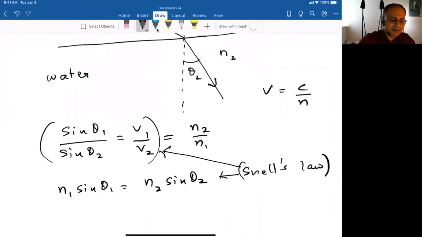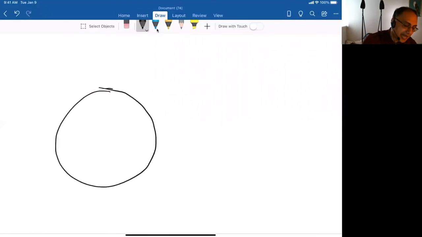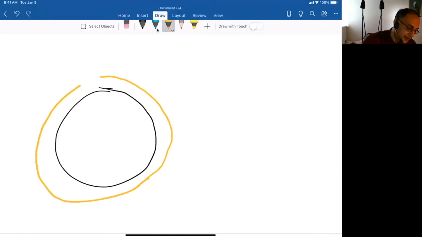Another application of refraction is the following. Here is the Earth, and here is the atmosphere of the Earth. Okay, this diagram is not to scale at all, because the radius of the Earth is 6,400 kilometers, and the thickness of the atmosphere is at most 100 kilometers. After that, it's really thin. So the atmosphere is a very thin skin over the Earth, extremely thin skin over the Earth.